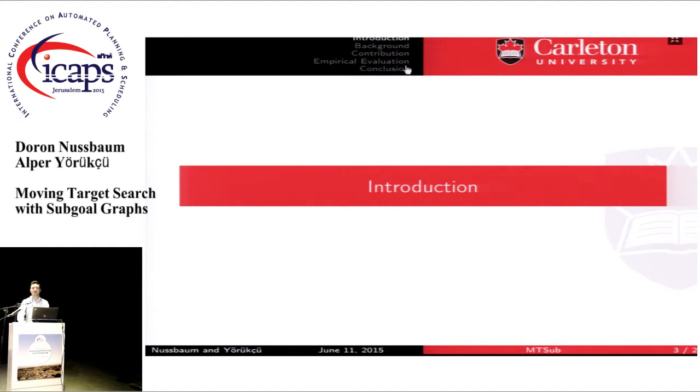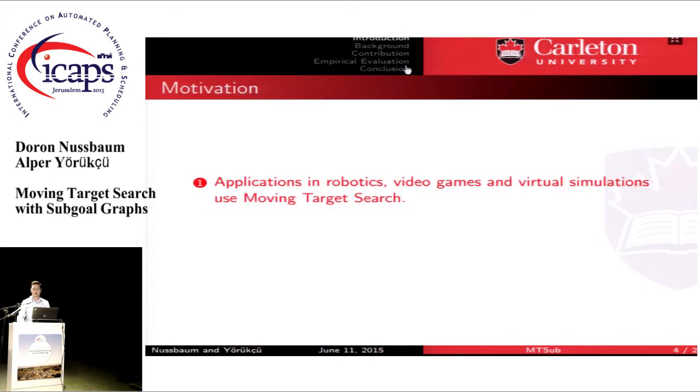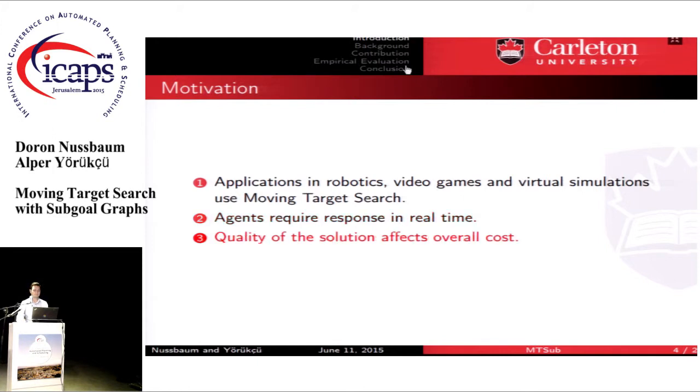We are introducing a moving target search algorithm. It is optimal. It doesn't use heavyweight preprocessing, and it reduces the response time of the agents. But why are we doing that? Because there are lots of applications in robotics, video games, and virtual simulations. And the agents in those applications require a response in real time to be able to move smoothly in the search space. And of course, the quality of the solutions affects the overall cost of reaching the target, which agents try to minimize.